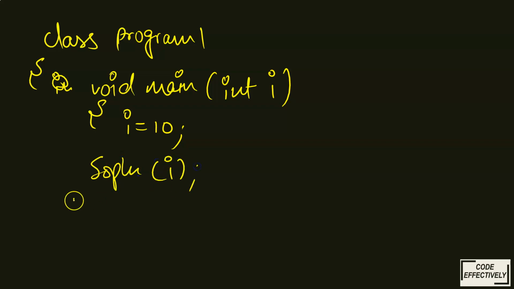We are going to display the value of I. This is my entire program. Now whenever your program gets compiled in BlueJ or in any of your compilers, you have to save that program and you name that program.